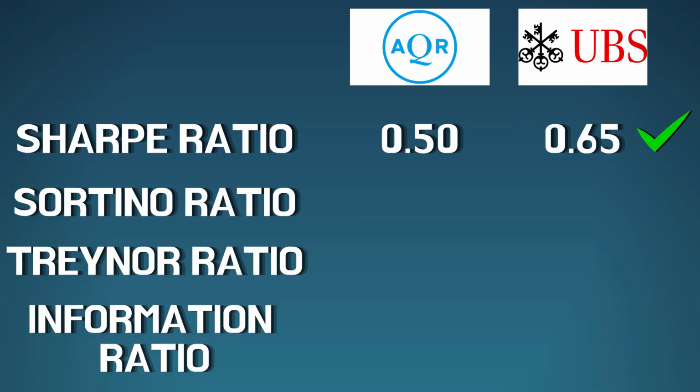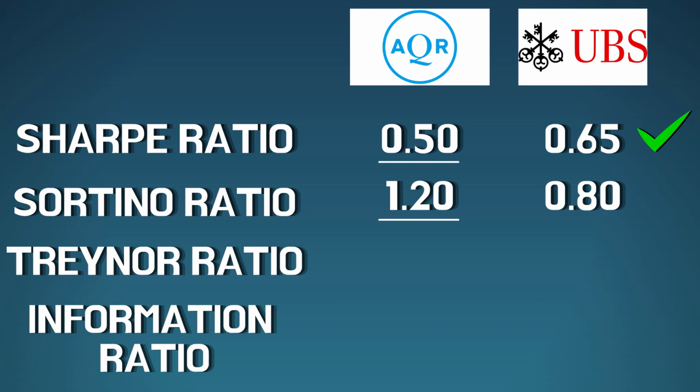The Sortino ratio for AQR is 1.2, and it's 0.8 for UBS over the past 3 years. I can make some comments about this. Although AQR has a lower Sharpe ratio, it has a higher Sortino ratio compared to UBS, which tells me that the fund had a better downside protection with respect to its competitor, because it displays a lower downside deviation.